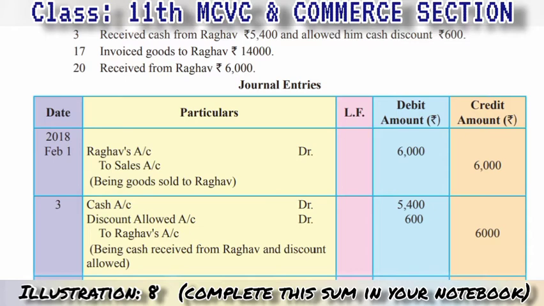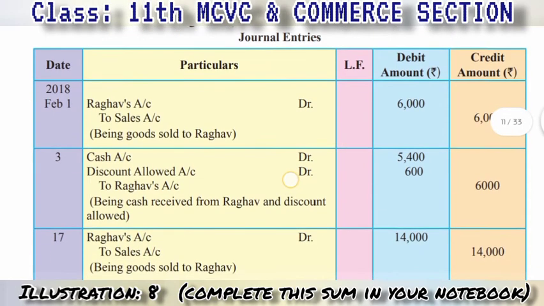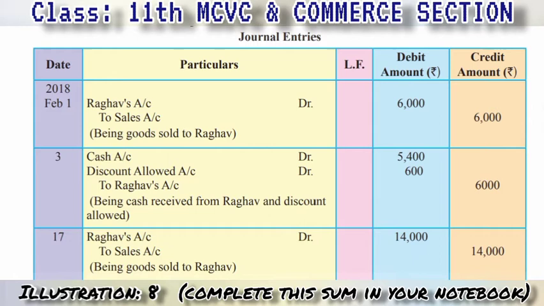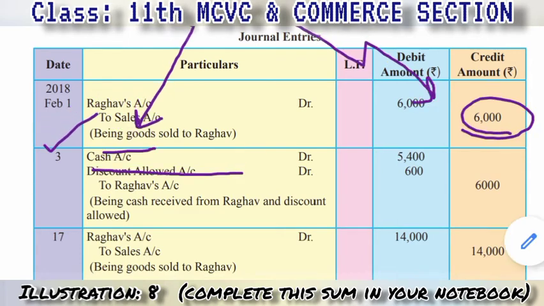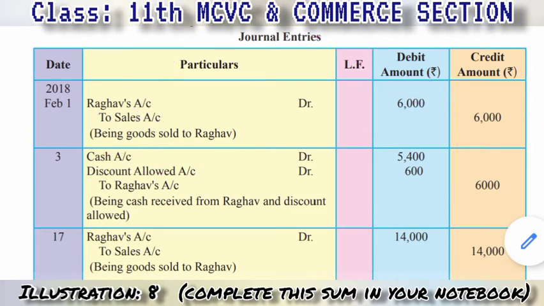So how would the journal entry be? See here, 1st February 2018, sold goods to Raghav. To whom are we selling these goods? We are selling goods to Raghav. That's why Raghav's account debit to sales account, being goods sold to Raghav. Of how much rupees? Of 6,000, isn't it? Of 6,000 on both the sides. So with this, I have completed the first entry.